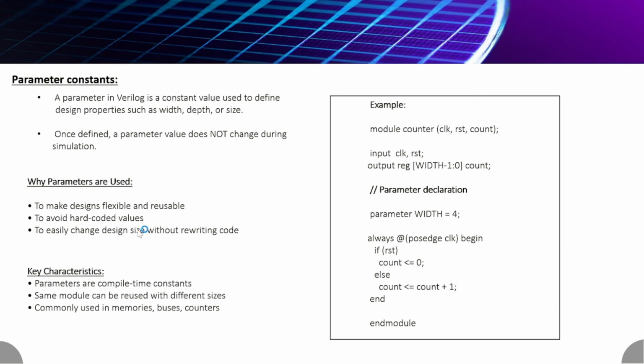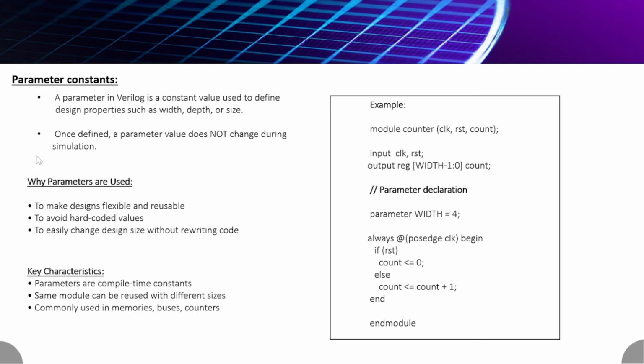Now let's move to the next important concept, parameter constants in Verilog. A parameter in Verilog is a constant value used to define design properties such as width, depth, and size. Once a parameter is defined, its value does not change during simulation. That is why parameters are called compile-time constants.